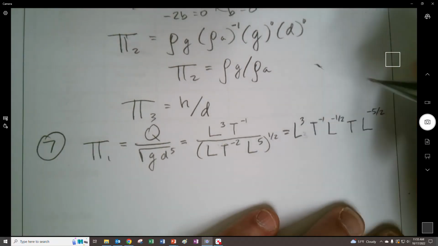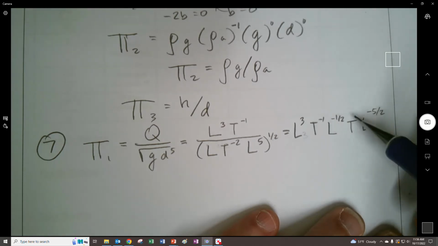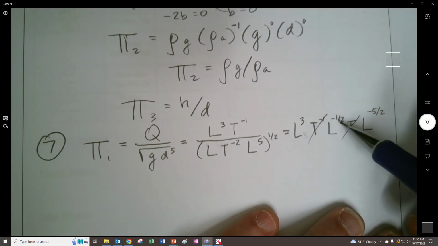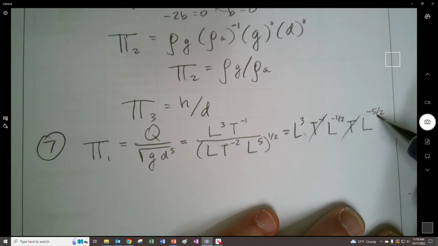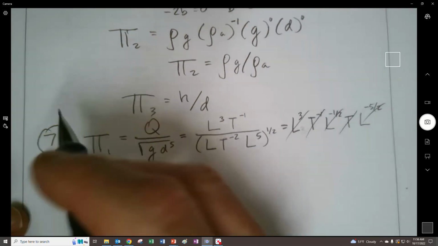I'm getting tired already. It's early. It's only 12 o'clock. So anyway, we get the T's cancel out, and then here that negative 1/2 and then negative 5/2. That's going to turn into a 3. Yes, those cancel out. So that's our check.